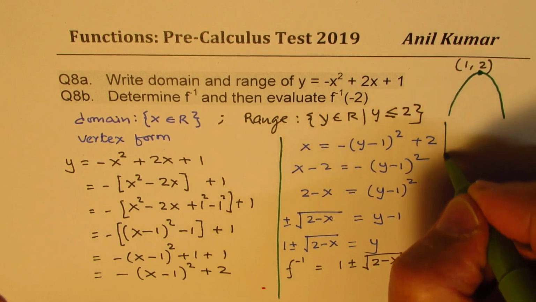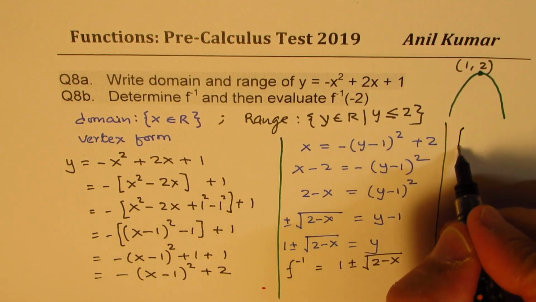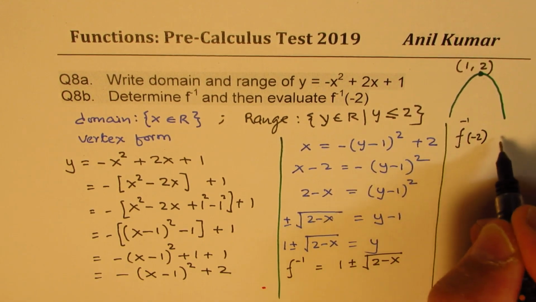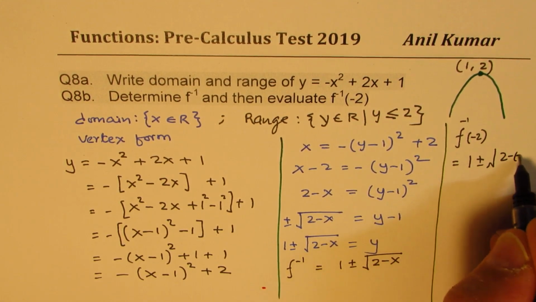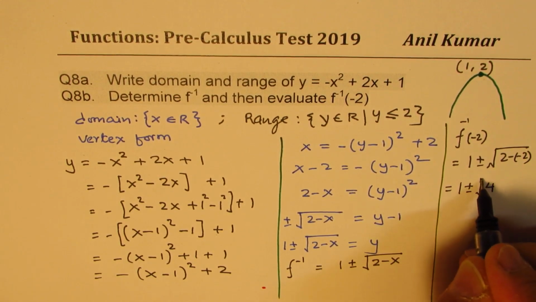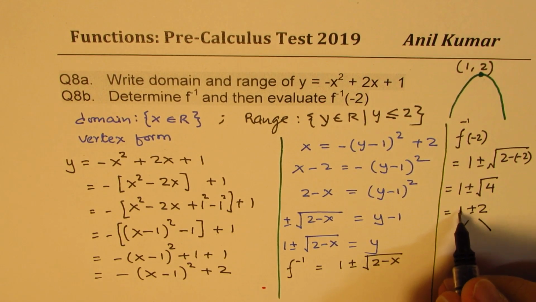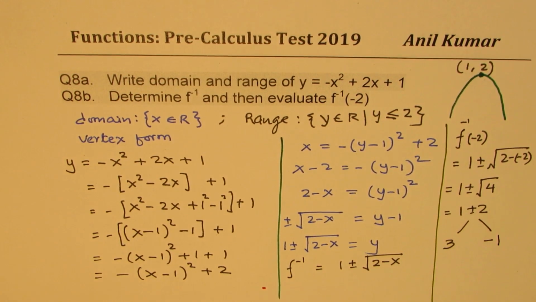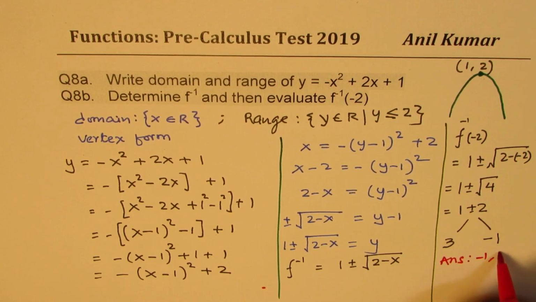Now we need to find f inverse at minus 2. So if I substitute minus 2 here, then I get the value at minus 2, which is 1 plus minus square root of 2 minus minus 2, which is 1 plus minus square root of 4, which is equal to 1 plus minus 2. So we get two answers here. One is 1 plus 2, which is 3, and then we have 1 minus 2, which is minus 1. Correct? So these are the two answers. Correct? So that is how you could solve it. So we have answer as minus 1 and 3.